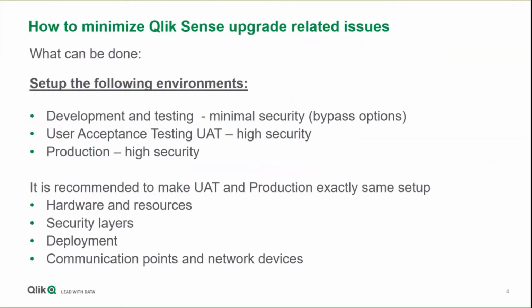This is why we mentioned UAT and production should exactly be the same in terms of hardware, resources, security, deployment, communication points, and network devices. Some environments have older network devices, some have newer, some do not match. So it's good to at least document all this and be ready to look into each key point during the upgrade.